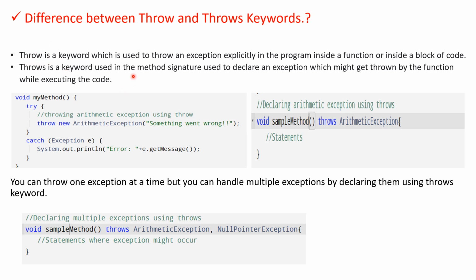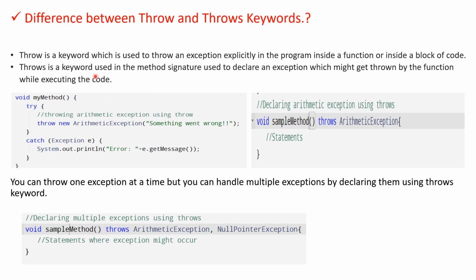throws is used in the method signature itself. By declaring it in the method signature, we say that an error or exception might be thrown by that particular function while executing the code. If you are using an IDE, it will auto suggest whether to have the try catch block or directly mention the throws option in the method signature itself.